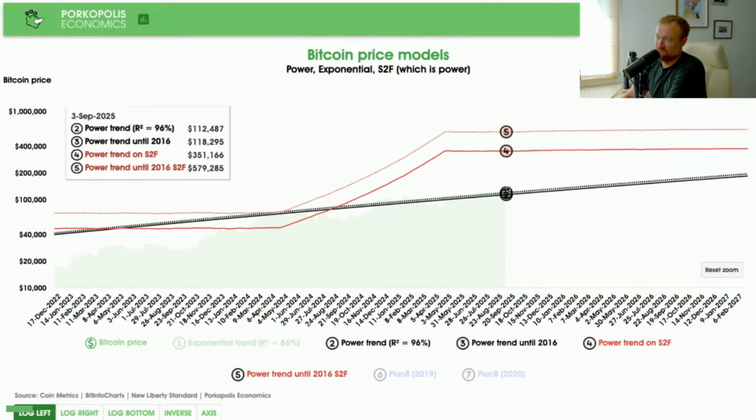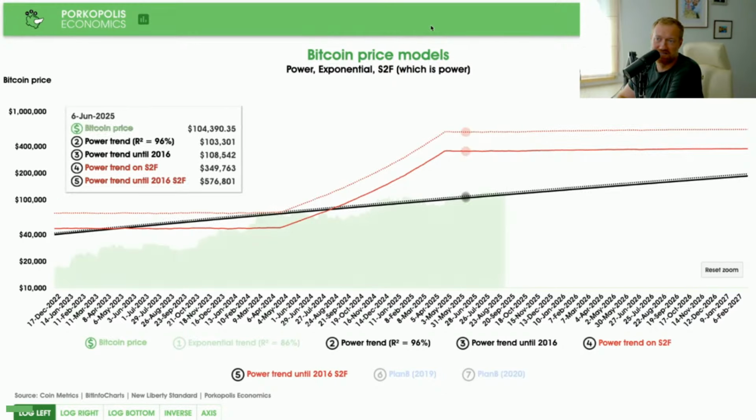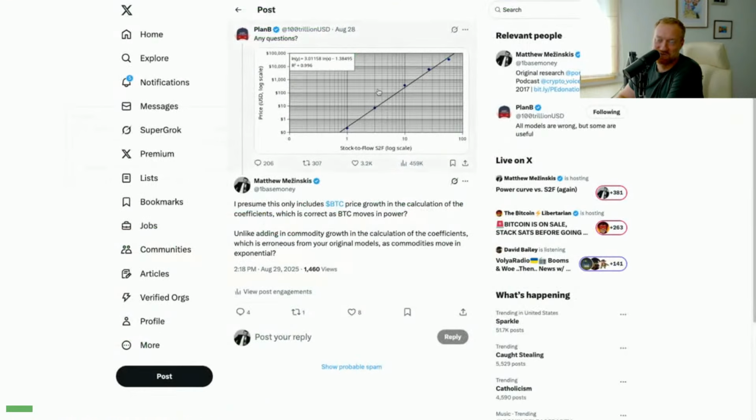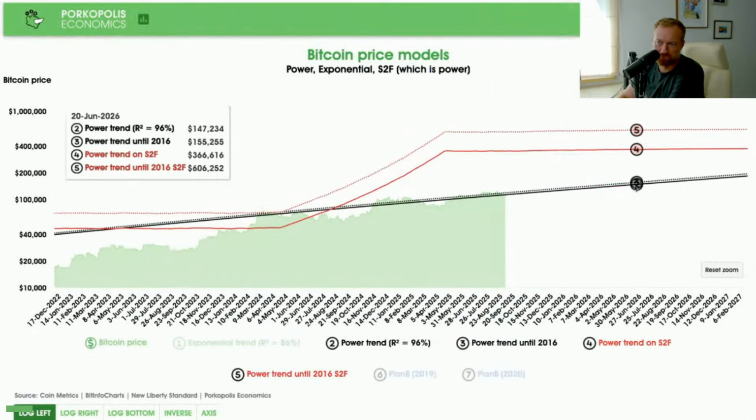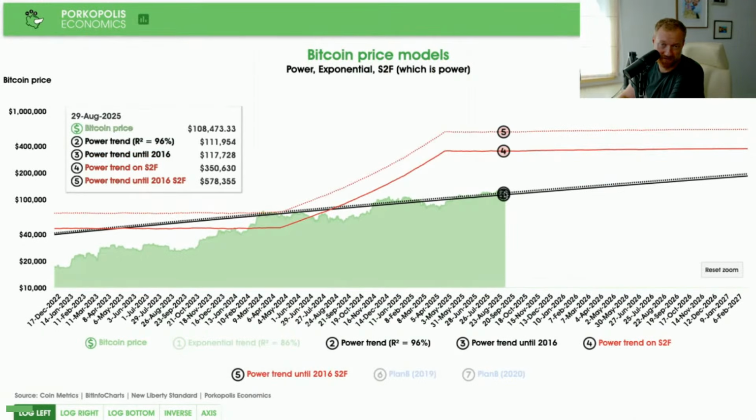So no matter how someone like Plan B, who was mixing exponential coefficients with power coefficients back in the day, no matter how much he would like to make it seem that he's on the power trend train now, while also saying that Bitcoin is an exponential asset, all very confusing words to throw out and unnecessary. You just look at the facts. You look at the data.